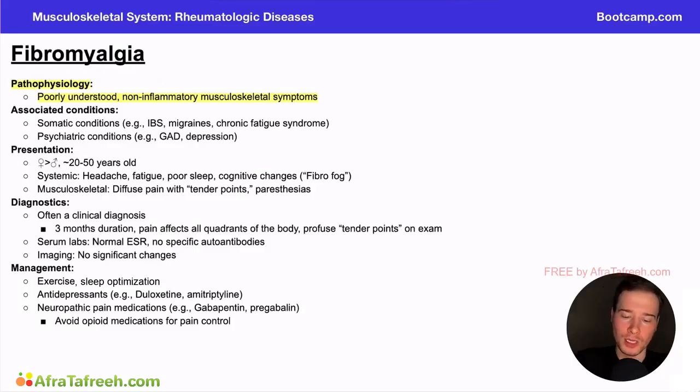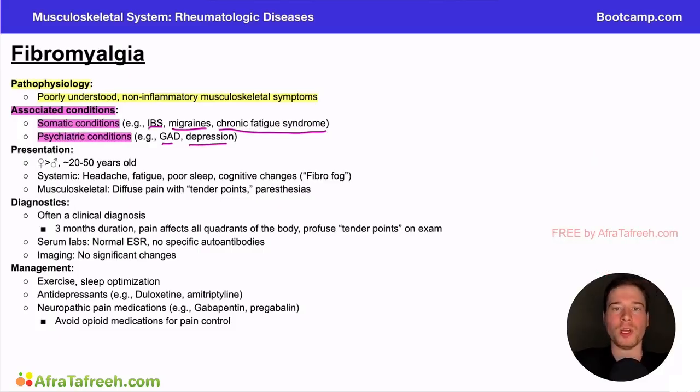So when we look at our associated conditions here, there's a few things to be mindful of. Fibromyalgia is more common in patients with somatic conditions. These include things like irritable bowel syndrome, migraines, chronic fatigue syndrome, as well as psychiatric conditions, such as generalized anxiety disorder and depression. Now, it's important to note, just because there's an association with these things doesn't mean patients are making them up, right? It's not in their head. It's a real physical manifestation. They're really feeling the symptoms, but we don't always have a clear explanation as to why.